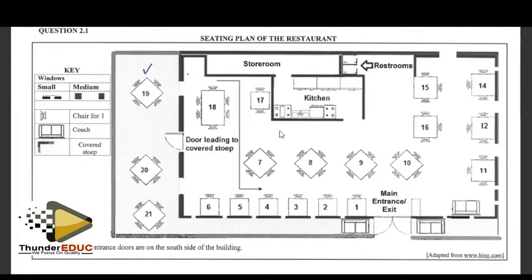We have 1, 2, 3, 4, 5, 6, 7. So this, remember, we're looking for the maximum number of chairs. So only these ones that I've ticked now, they are 7 tables, but each has 4 chairs. So those are 28 chairs. Keep them aside, please. Let's continue.